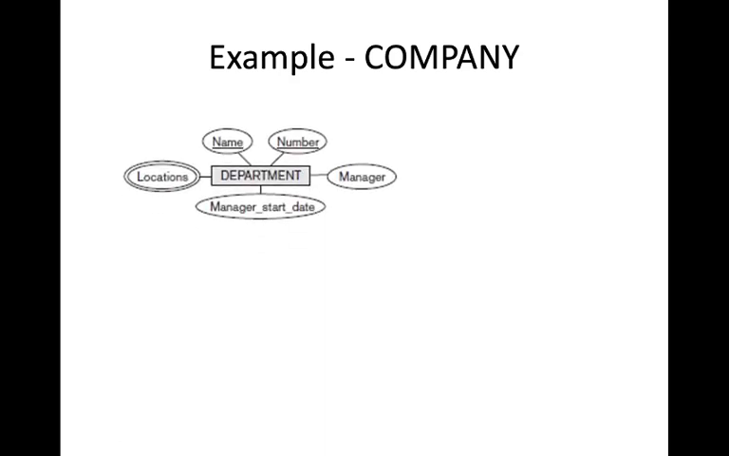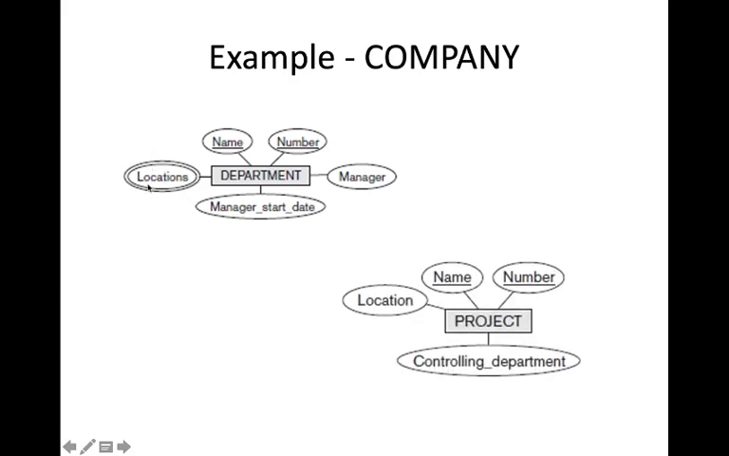Now we will see the company example. For the company, the first entity type is department. For department, we have name, which is a key attribute. Then number, which is also a key attribute. Then department will have a manager. Then manager start date is another attribute, and locations is another attribute, which is multi-valued. Then we have the project entity type. The attributes are name, which is a key attribute, number, which is also a key attribute, then location, and there is a controlling department.